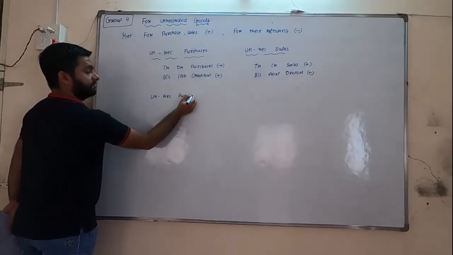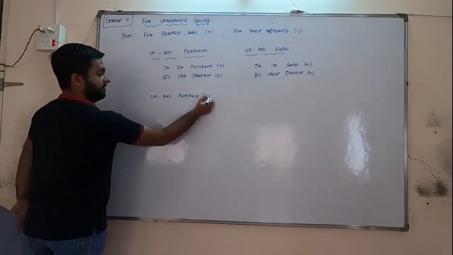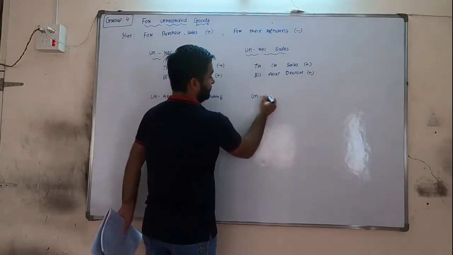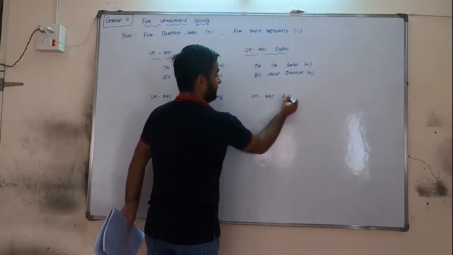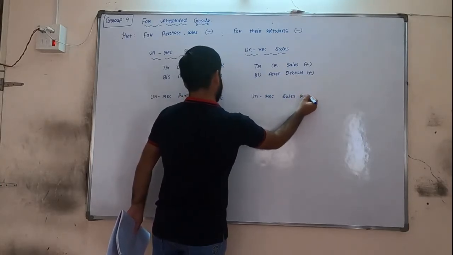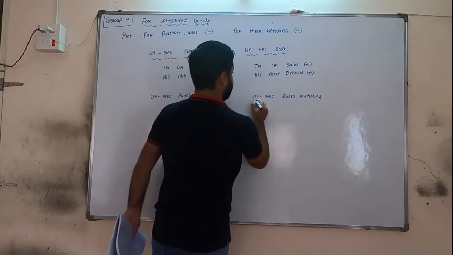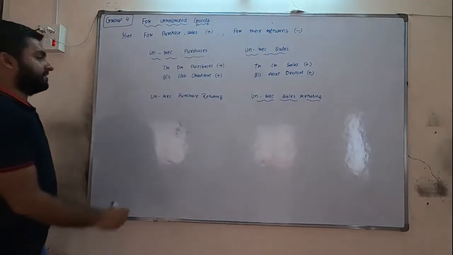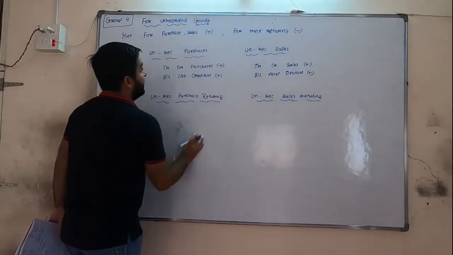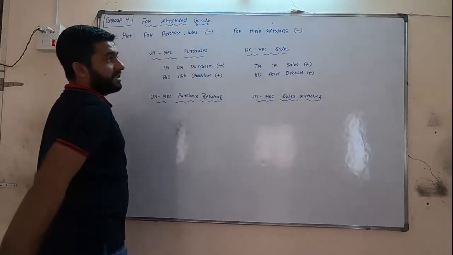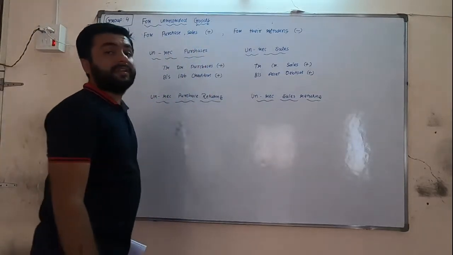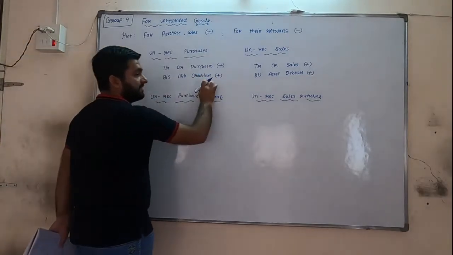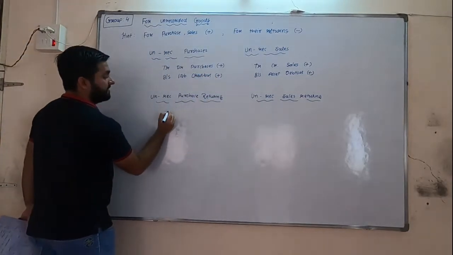Unrecorded purchase returns, and here unrecorded sales returns. Unrecorded purchase returns, unrecorded sales returns. As I said, purchase and sales will have plus plus, so returns will have minus minus. The same thing is to be written, but these things are plus plus, these both things are minus minus.